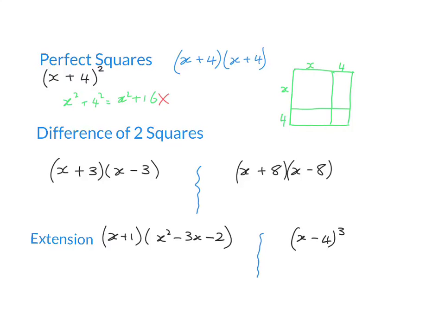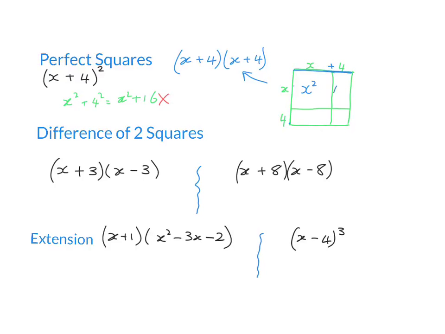If I had a square whose length was x plus 4 on one side, and the other side length was x plus 4, what's the total area? The total area here is length times width. So it's going to be x plus 4 multiplied by x plus 4, which is what we have in brackets here. So x times x is x squared.